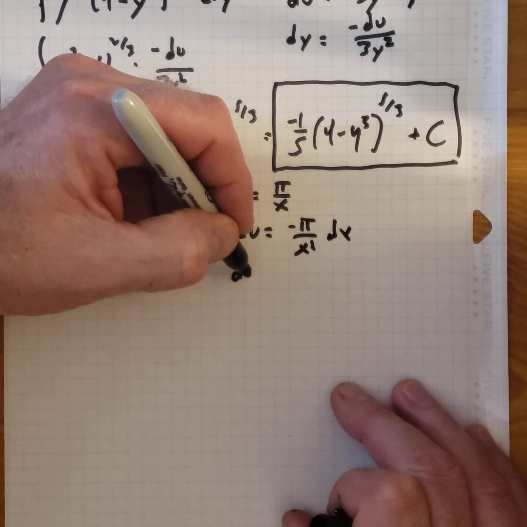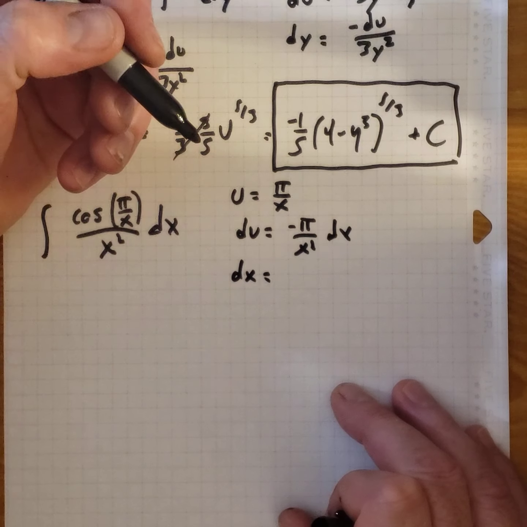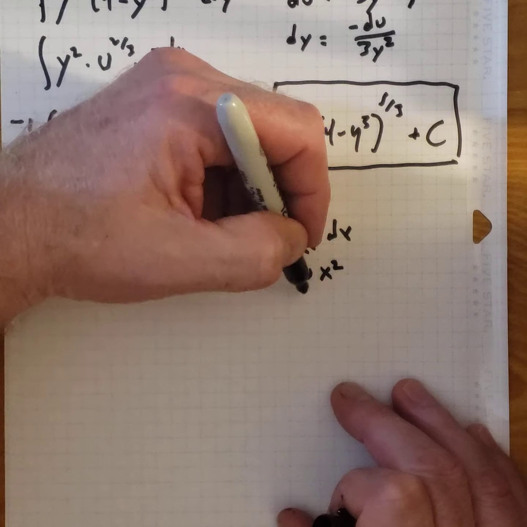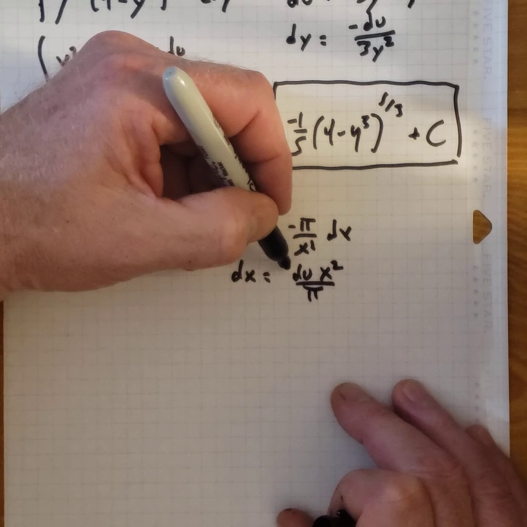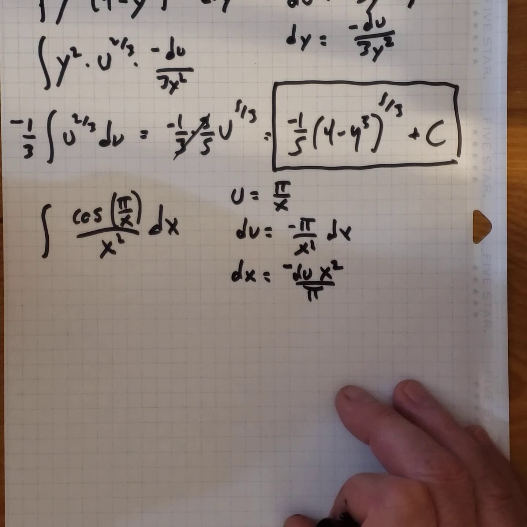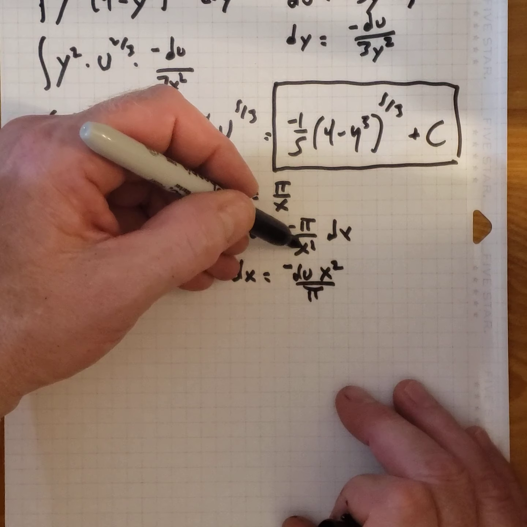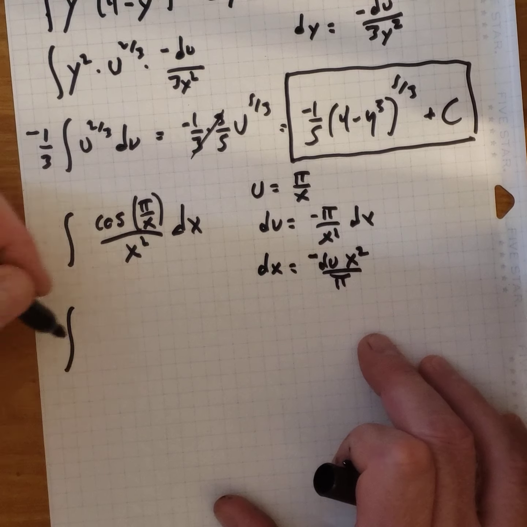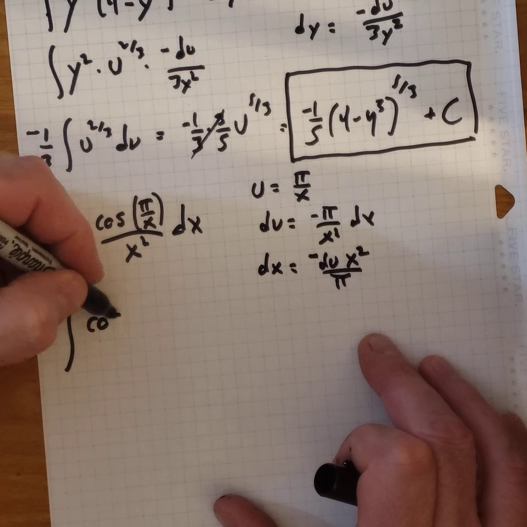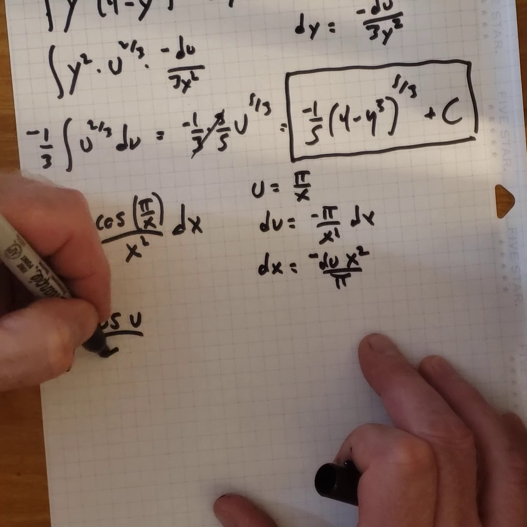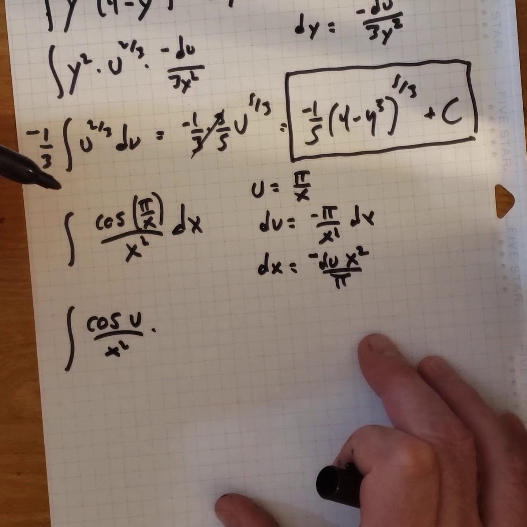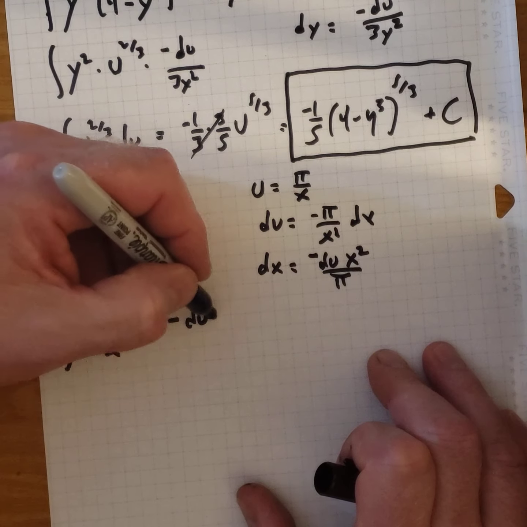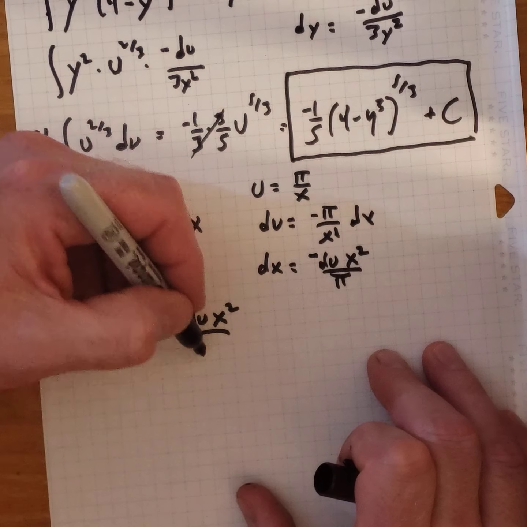which makes our dx equal to negative du times x squared divided by pi. Divide both sides by pi, multiply both sides by x squared, we get that. All right, that's going to give us cos u over x squared. And then we're replacing dx with that. So negative du x squared over pi.